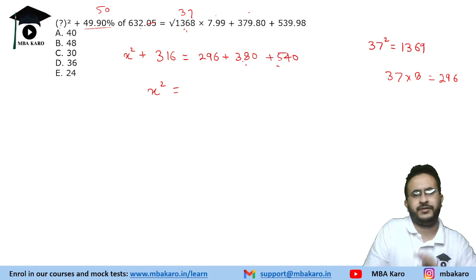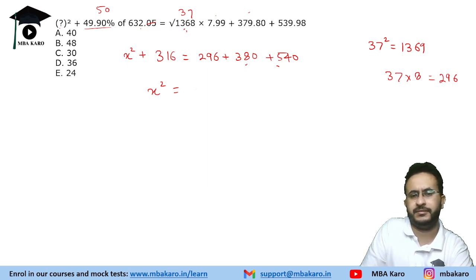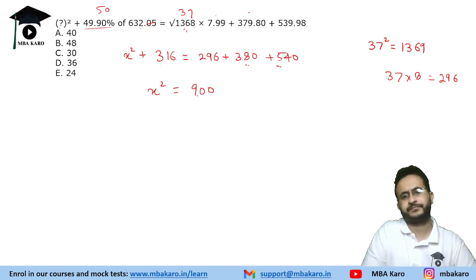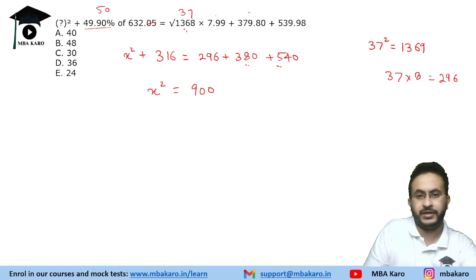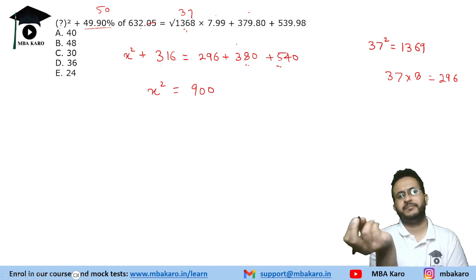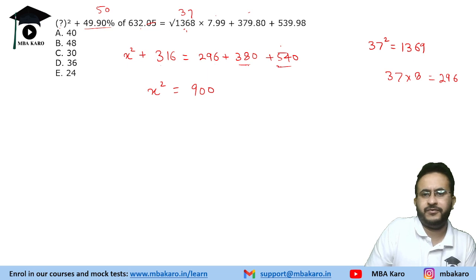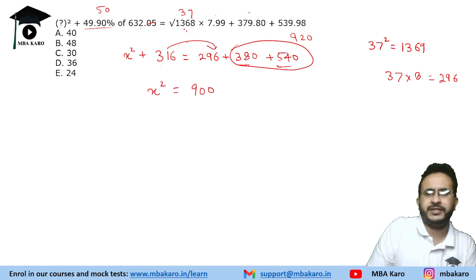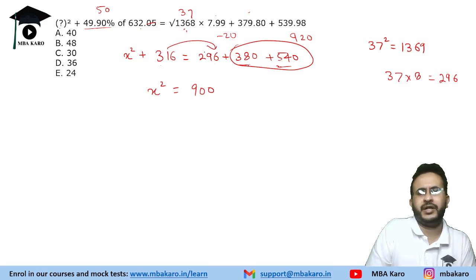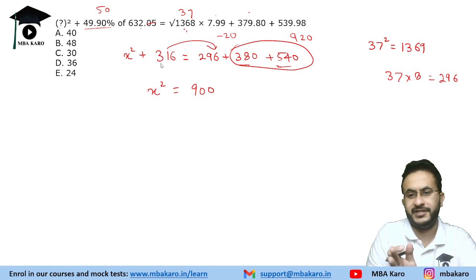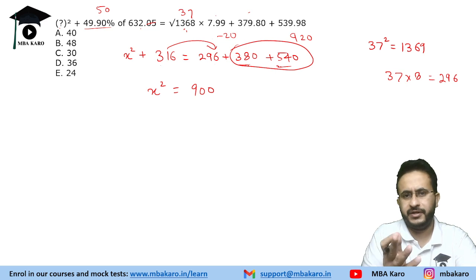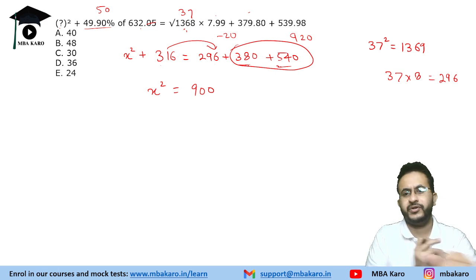If you can calculate mentally, good: 920 and minus 20, 900. How to do this mentally is like, see, 380 plus 540, add these two together, this will give you 920, right? And when you bring it this side, it will become minus 20, because 296 minus 316 will be minus 20. So you should have this ability.